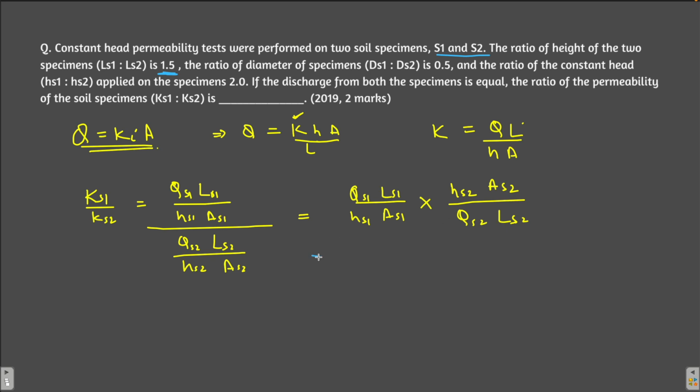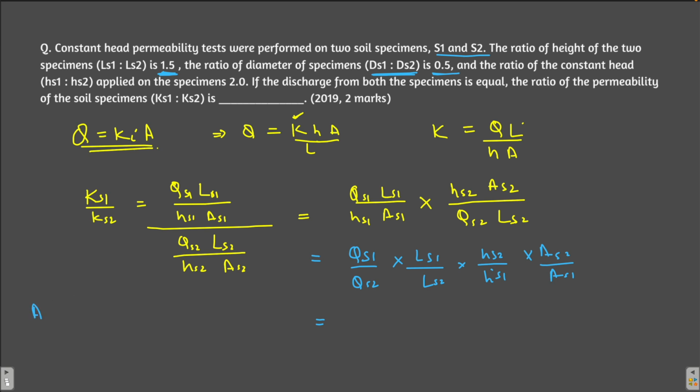So let's rearrange this. Okay, can I write it as QS1 by QS2 into LS1 by LS2? I'm just rearranging this. Okay, head loss HS2 by HS1 into AS2 by AS1, right? So we are given with LS1 by LS2, it's 1.5, right? So the ratio of the diameter of the specimen is 0.5. So diameter of the specimen is given to us, not the area.